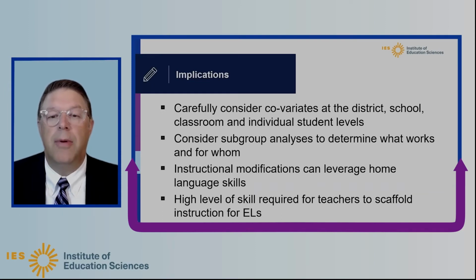We also note that there are implications for research on practice, and for instruction. With respect to research, we must carefully consider covariates at the district, school, classroom, and individual student levels to include in statistical models to account for important sources of variance. We must also consider subgroups of students, especially given the heterogeneity of English learners in our schools. Subgroup analysis would allow us to determine what works and for whom. In thinking about research on practice and instructional practices, instructional modifications can leverage home language skills to support students' development of English language and literacy.